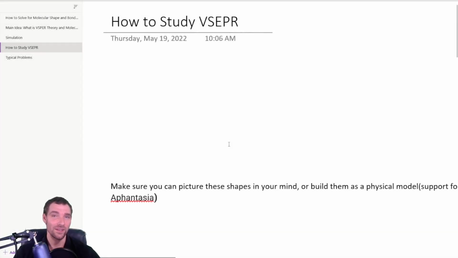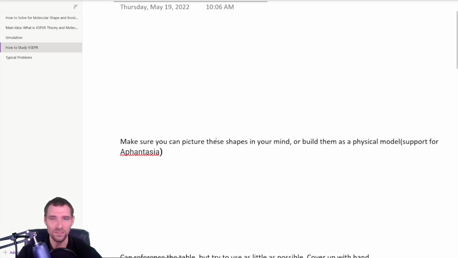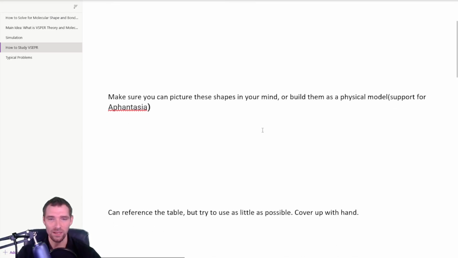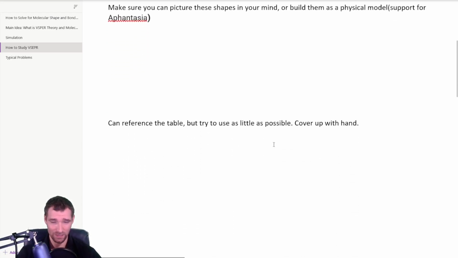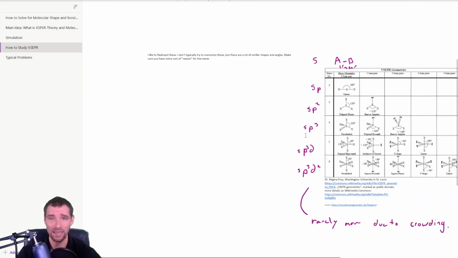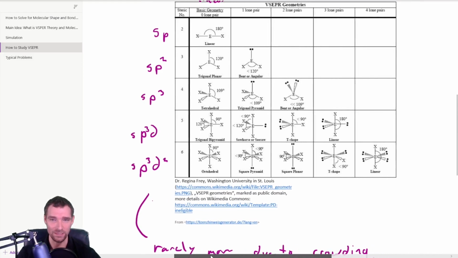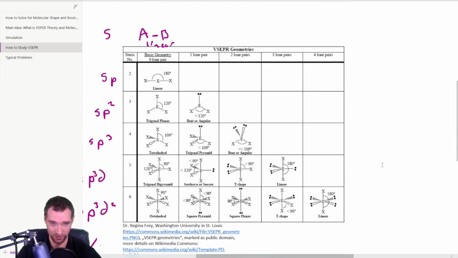If you're trying to study VSEPR, you're probably running into the issue where you're forgetting the name for a shape, and there's a lot of similar shapes. So what you need to do is chunk them and put them together and study them using either a physical model or that simulation and quiz yourself on that. I would also try and cover that up, right? So if you had this table, and if you're in a chemistry class, you probably have a teacher who has this printed out as a resource for you.